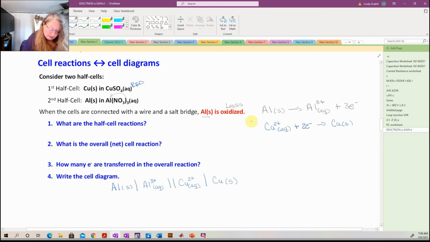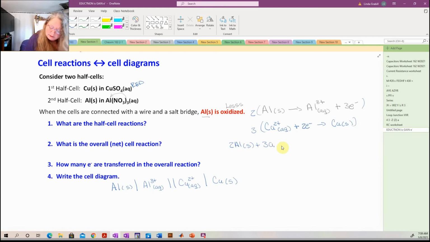Now, to write the overall net reaction, remember what we need to do is make sure that I'm electrically balanced as well as mass balanced. So if I do this, I have 2 electrons on this one, 3 electrons on this one. So I need to have a common factor. They have to have the same amount of electrons lost as gained. So I'm just going to multiply by 2 here and multiply by 3 here. So what am I going to have? My overall reaction then is going to be 2 Al solid plus 3 of my copper.